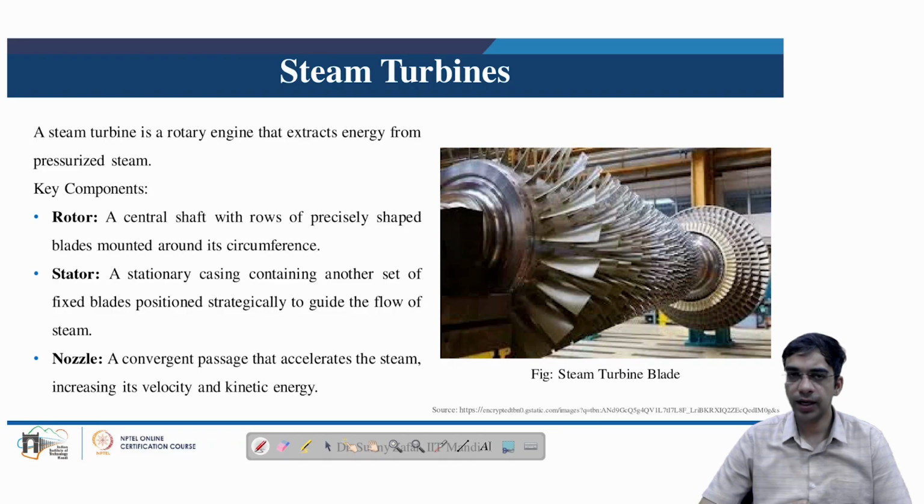So this alternating sequence of rotor and stator blades ensures that maximum energy is converted from the steam flowing over the blades into rotation. And then we have a nozzle. It is a convergent passage which accelerates steam to increase its velocity and kinetic energy. These three components are generally housed in a casing, and inside the casing only steam is allowed to pass. On the right hand side we can see an image of a steam turbine blade. We can see these rows of various blades which have a sequence of rotor and stator.